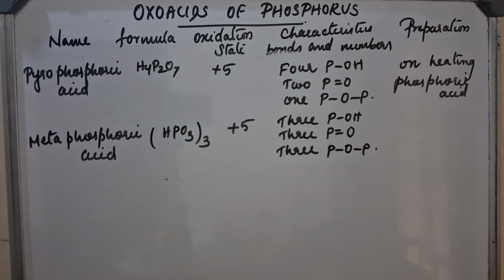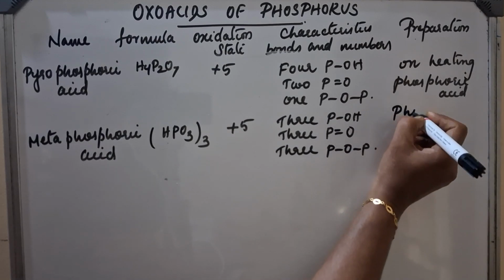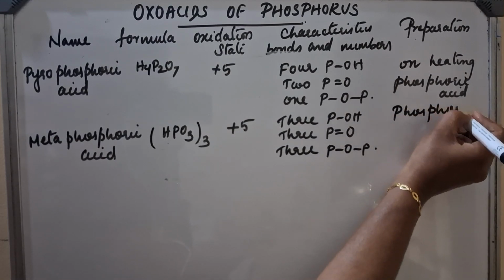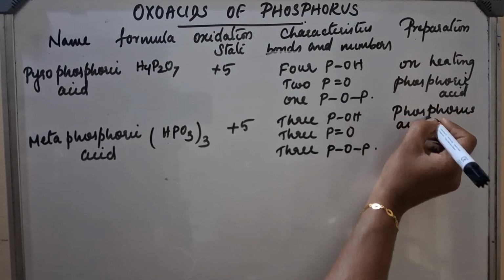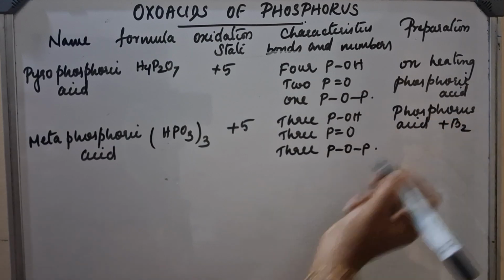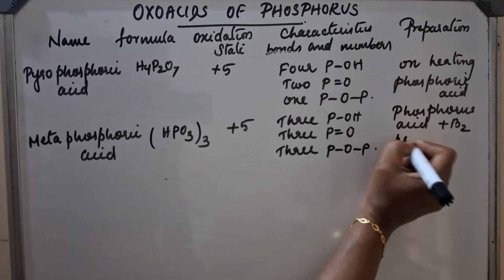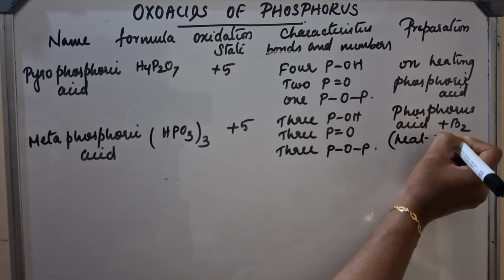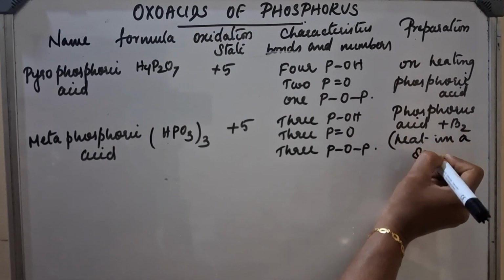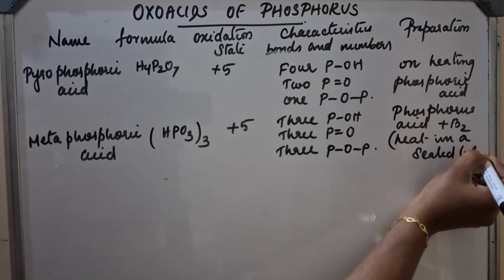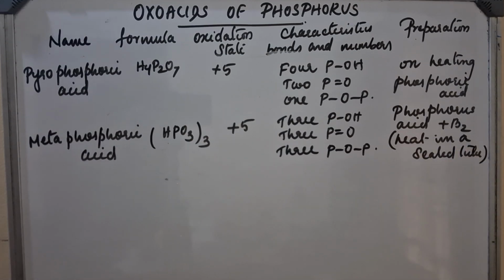Now, how can we prepare it? It can be prepared from phosphorus acid and bromine. Phosphorus acid plus bromine, and on heating in a sealed tube, we will get the polymeric form of metaphosphoric acid.